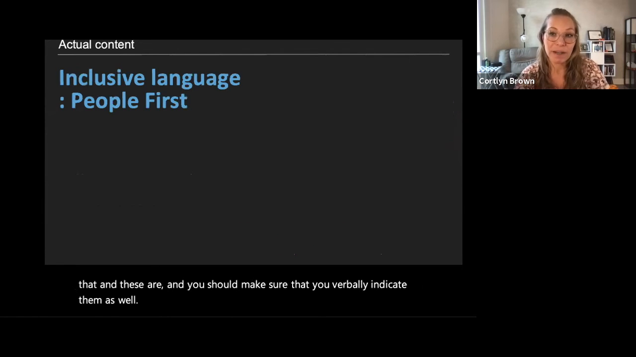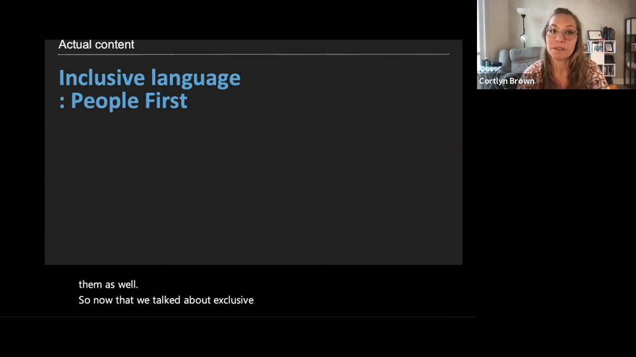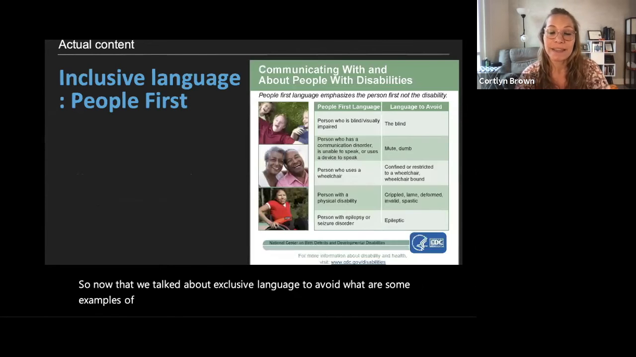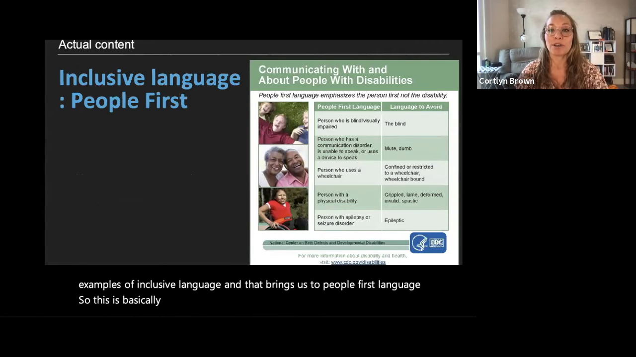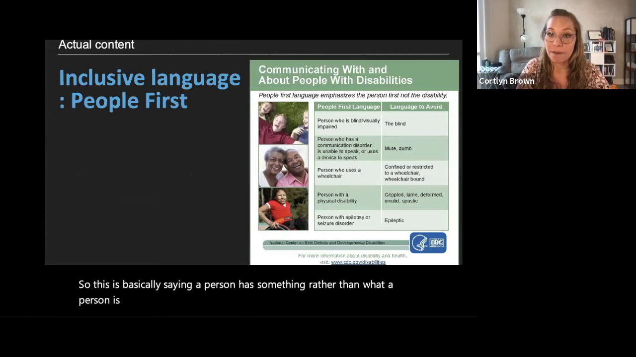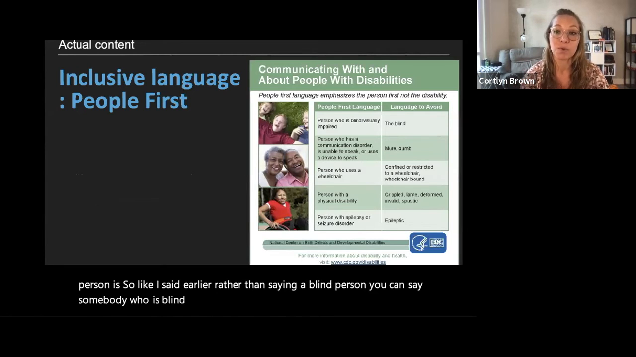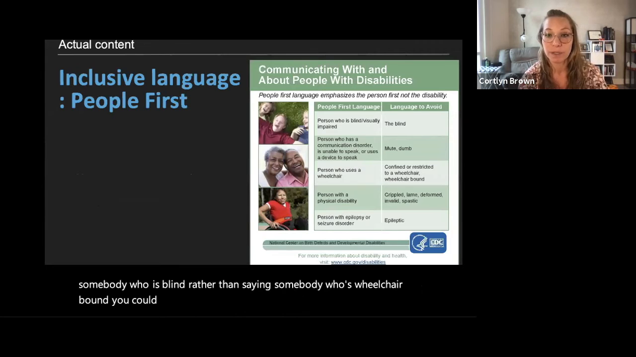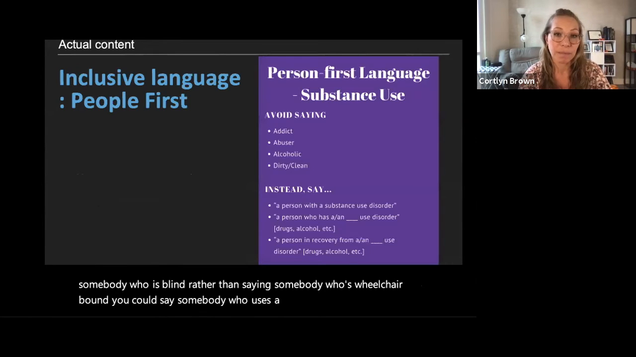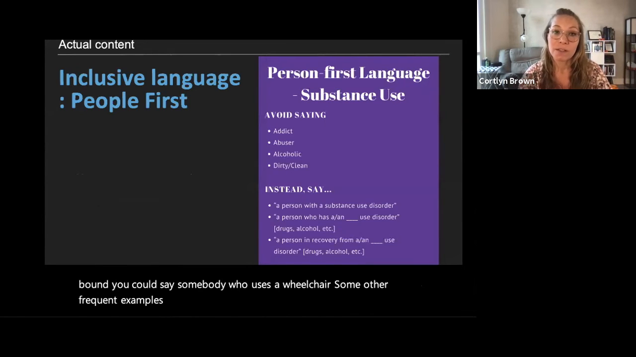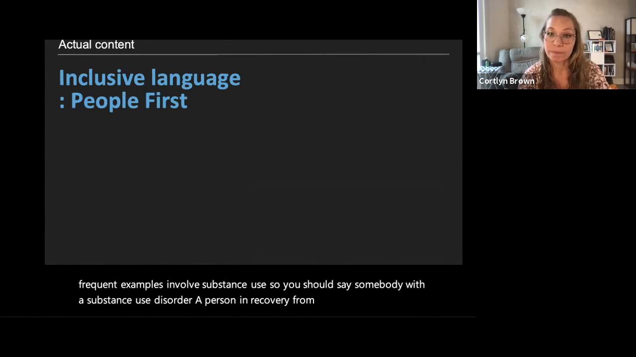So now that we talked about exclusive language to avoid, what are some examples of inclusive language? And that brings us to people first language. This is basically saying a person has something rather than what a person is. So like I said earlier, rather than saying a blind person, you can say somebody who is blind. Rather than saying somebody who's wheelchair bound, you could say somebody who uses a wheelchair. Some other frequent examples involve substance use. So you should say somebody with a substance use disorder, a person in recovery from an alcohol use disorder.